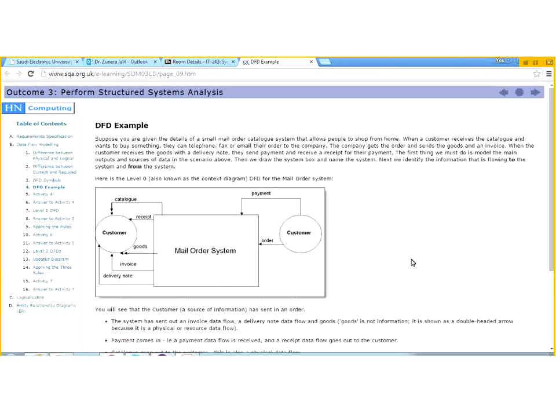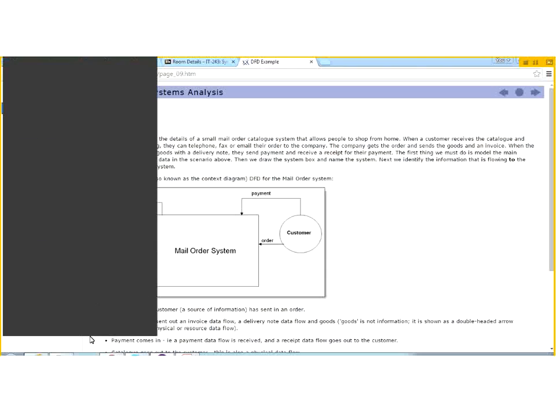I want you to read more details about this example through this link, which I am going to post in your text panel as well. This is a very good example, and all the activity of drawing a DFD is explained over here. I want you to go through this link and read how a data flow diagram is constructed step by step for the mail order system.